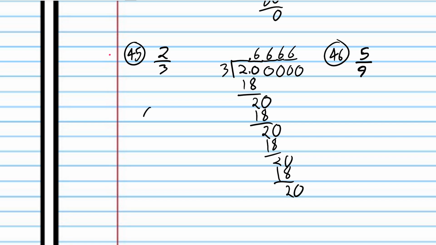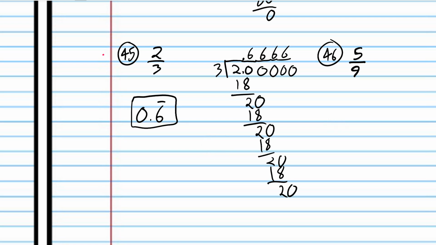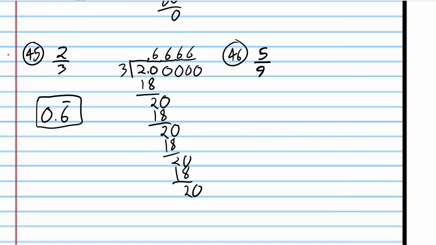So what we do is we can't write all of those 6s when we write our decimals. So we just write 0.6, and then we write a bar over it, which means it just keeps going on forever. This is called a repeating decimal. All right, 46. Let's try another one, and then you can try one on your own.